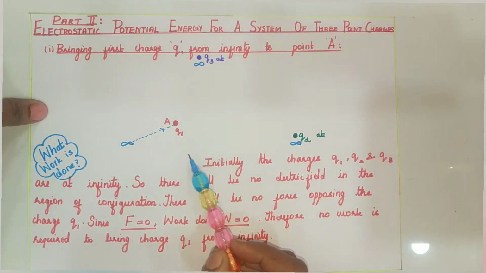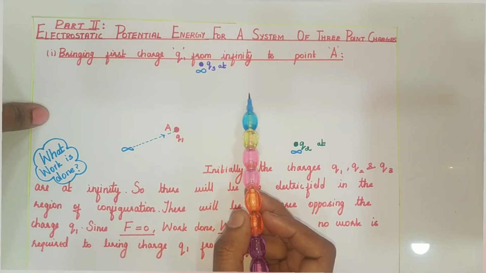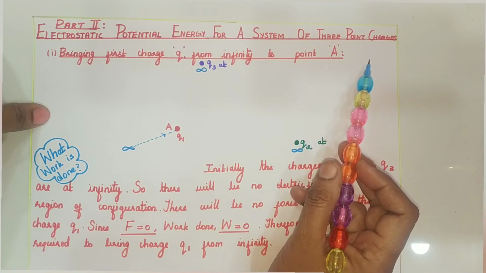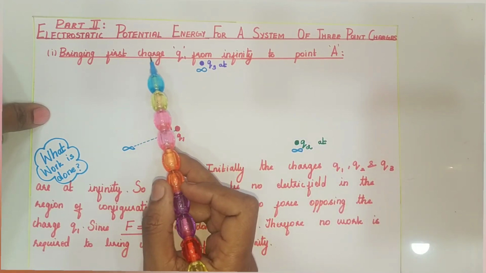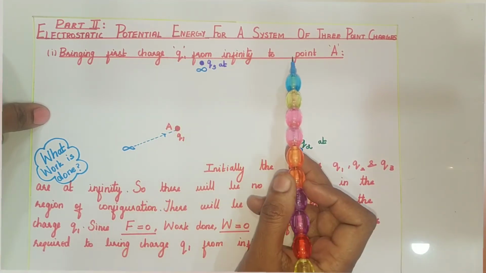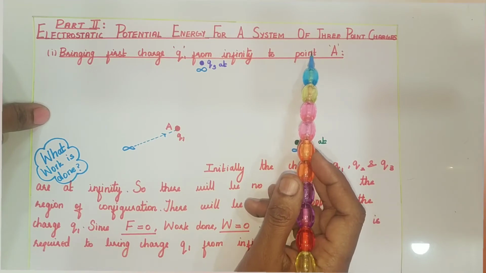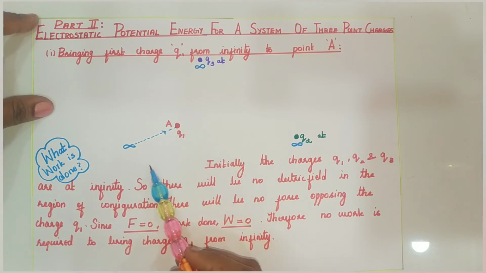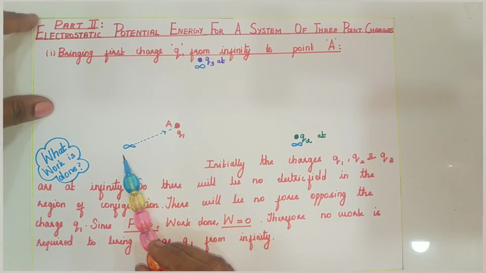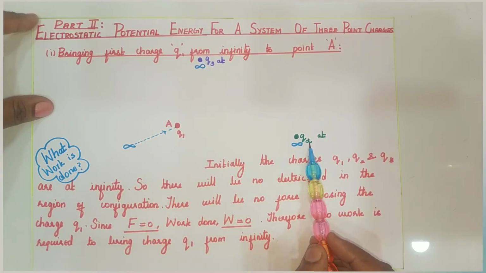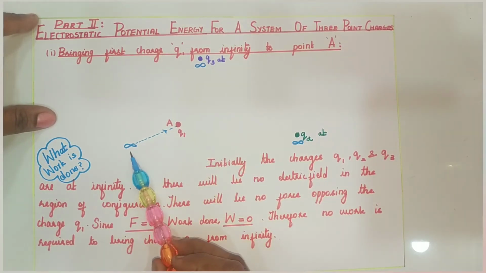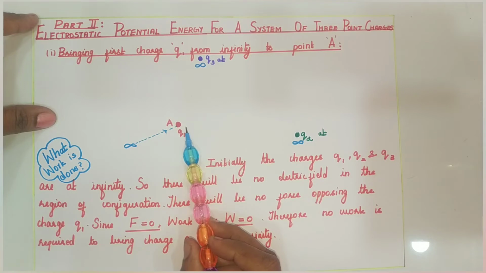So far we discussed the system with only 2 charges. Now we are going to see a system with 3 point charges. That is, we are going to find electrostatic potential energy for a collection of 3 point charges. Initially, all the charges are at infinity. Q1 charge is at infinity, Q2 is at infinity, Q3 is at infinity. First, I bring the charge Q1 from infinity to the point A.